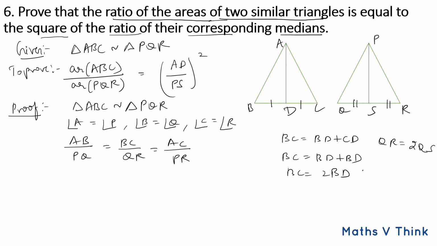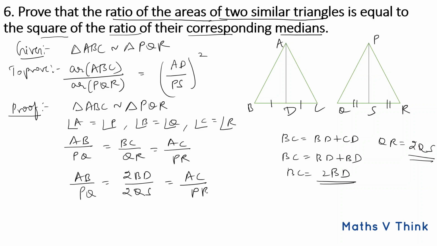So substituting this information and this information here, we get AB by PQ is equal to 2BD by 2QS is equal to AC by PR. So 2 gets cancelled. So we get AB by PQ is equal to BD by QS is equal to AC by PR. So let this be 1.